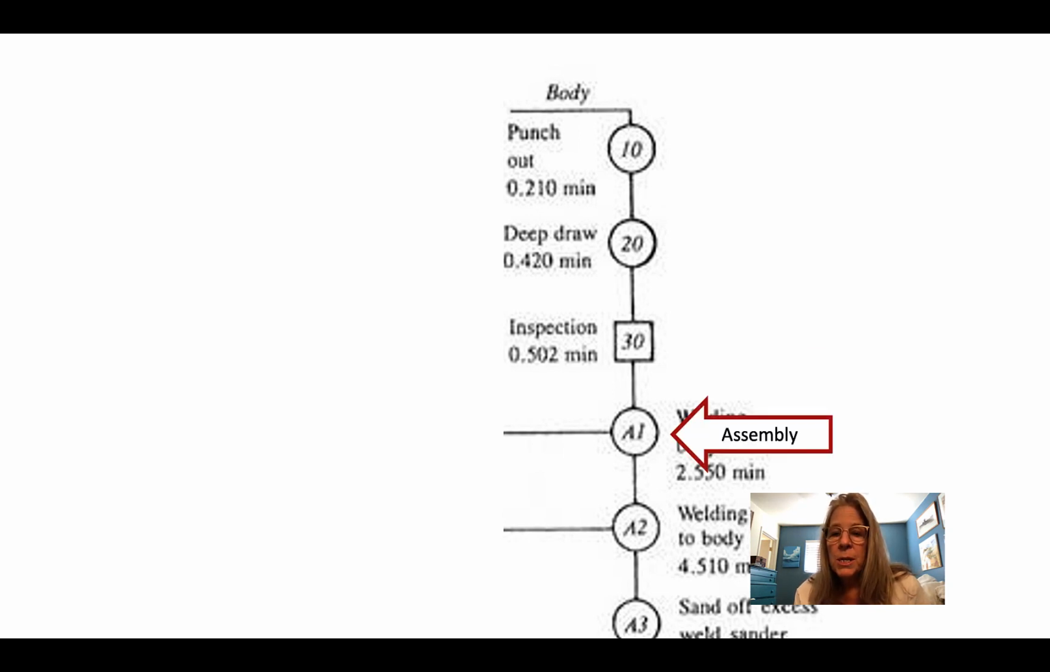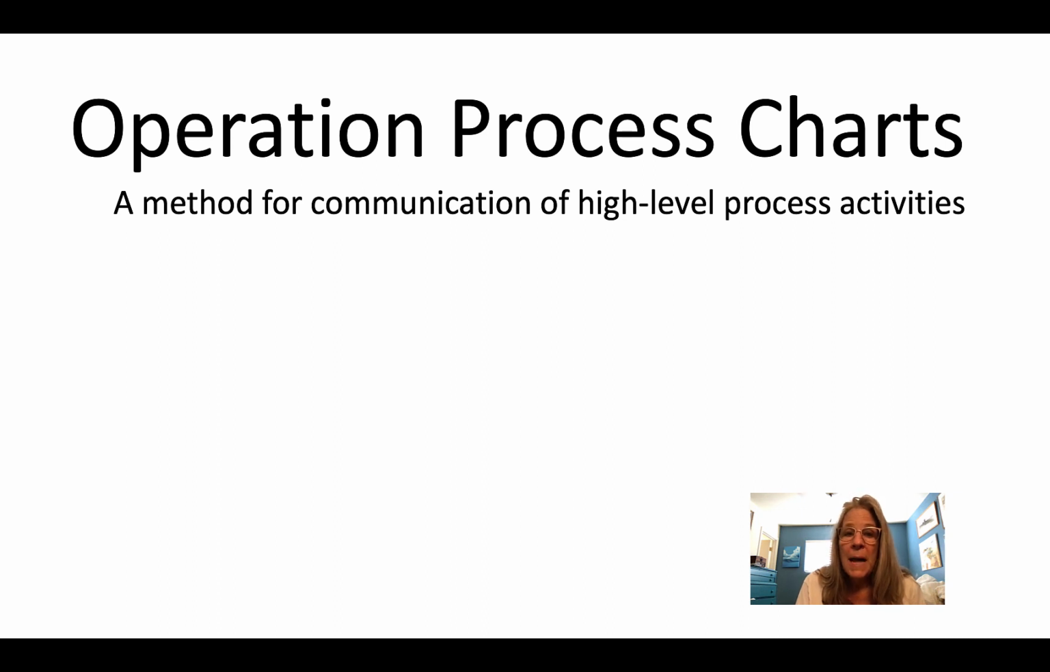In addition, there are assemblies. So this assembly is A1, and it's assembling the body to the base. This particular assembly will also be indicated in the SOP, but it's indicated by an A1. So that's the look at the operations process chart, and I hope you can see how that's useful to communicate high-level process activity.